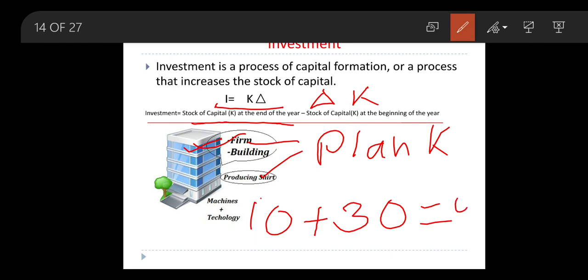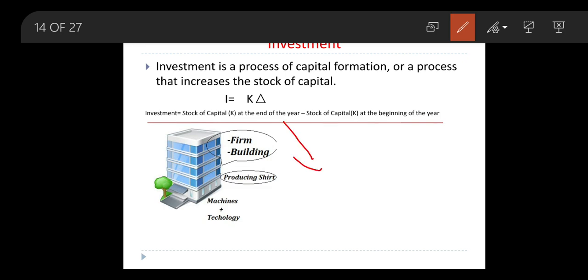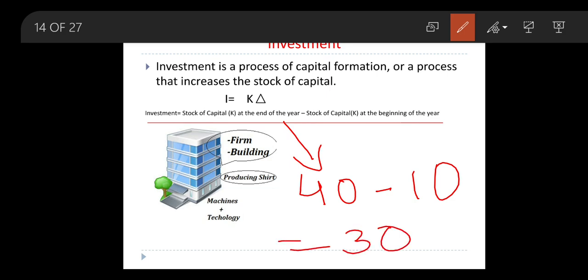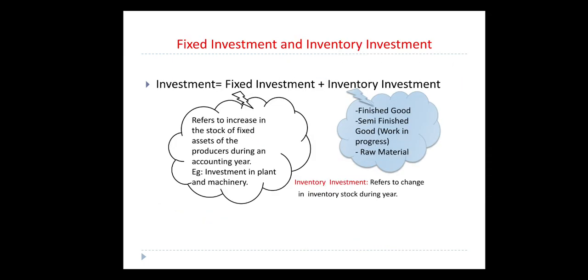So what is your stock now here? 40. 40 is your stock. What is the increase? Earlier you were having 10, and at present your stock of capital is 40. So there is an increase of 30 new machines. So this is your investment. All right, and it can be derived using this formula also. At the end of the year, your capital stock is 40, and at the beginning of the year it was 10. So your change in capital stock, or your increase in capital stock, is 30. So this is your investment. Got it?